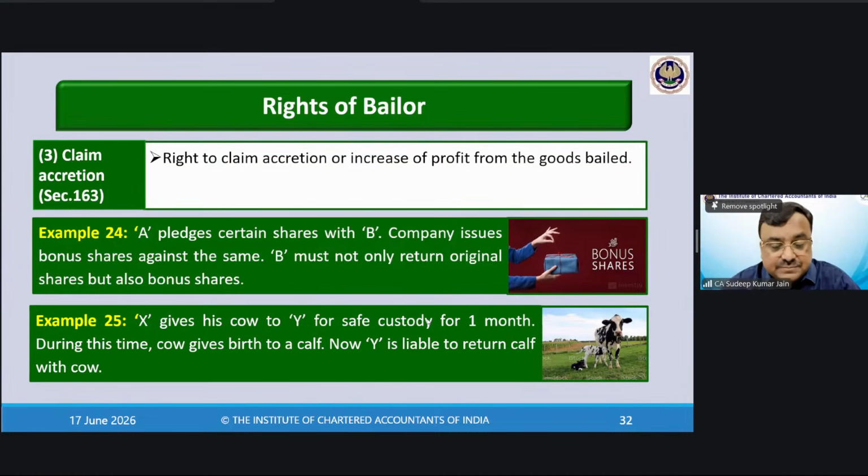One more example: 25. X gives his cow to Y for safe custody for 1 month. During this time, the cow gives birth to a calf. The cow has a calf, and then Y is liable to return the calf with the cow. Please read examples 24 and 25.